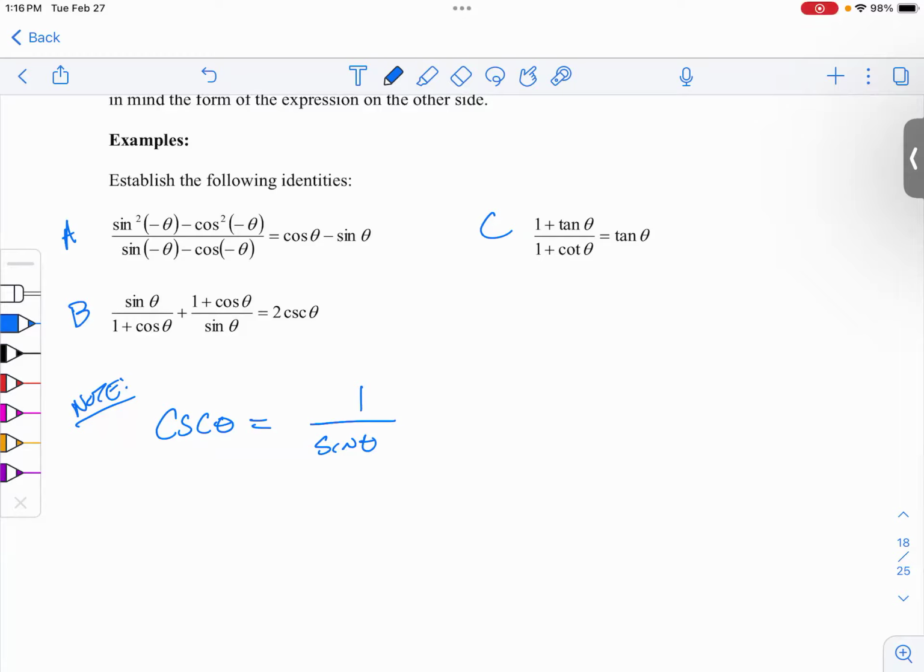Knowing the reciprocal identities is crucial because there's no other way to find them. You identify the main 3, SOHCAHTOA, and then take the reciprocal to get the other ones.